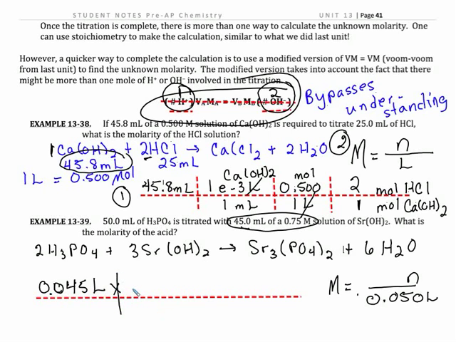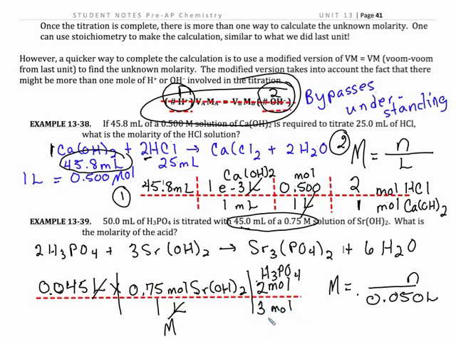0.045 liters. Now I can multiply that by my molarity, which is 0.75 moles of strontium hydroxide for every 1 liter. That's my molarity. I'm using molarity as a conversion factor. My liters cancel. And then it's 3 moles of my H3PO4 for every, 2 moles. It's getting a little late at night for this old lady teacher of yours. 2 moles per 3 moles. Sorry, glanced at the wrong number. Glad I caught it. Otherwise, I'd have to give somebody a candy bar.